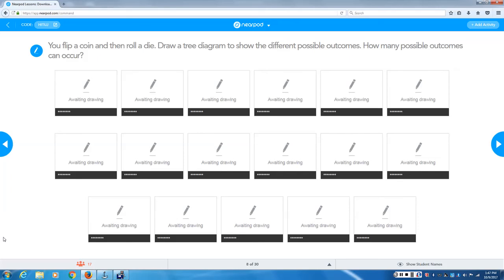This is called an amusement break. It doesn't have to be perfect. We get to laugh at each other. Read what it says first. Okay, you flip a coin, and then you roll a die. So how many outcomes on the coin? Okay, and then after that you roll the die.